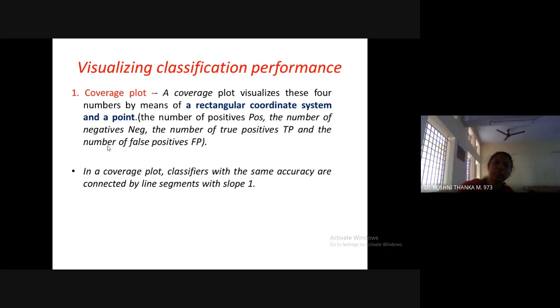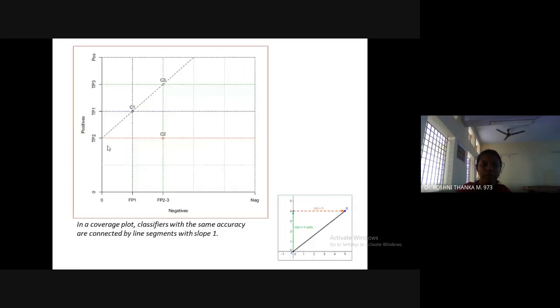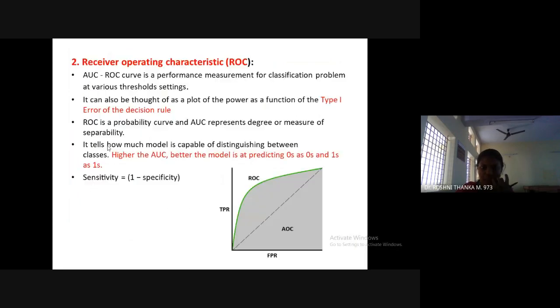You might have seen this ROC and AUC somewhere. That is said to be the coverage plot, which will help you to visualize these results. What we have seen here is the false positive and true positive values. So let's see one by one. The first one is ROC, which means receiver operating characteristics. To calculate this ROC, we will be using the true positive rate and the false positive rate. These are the two parameters.